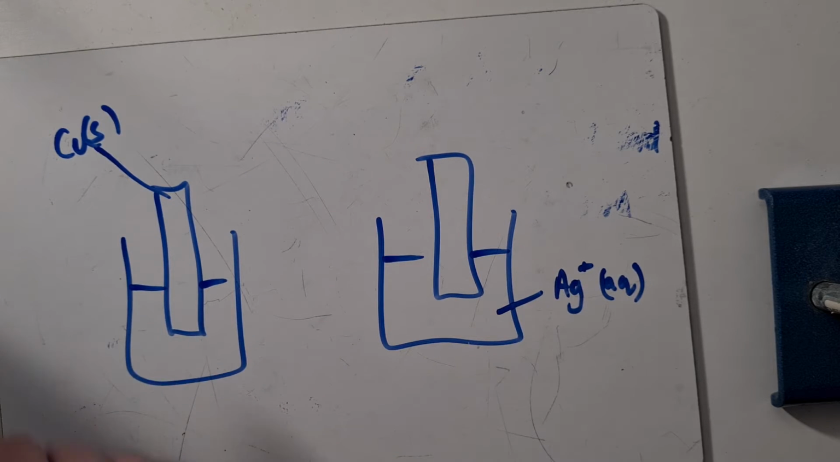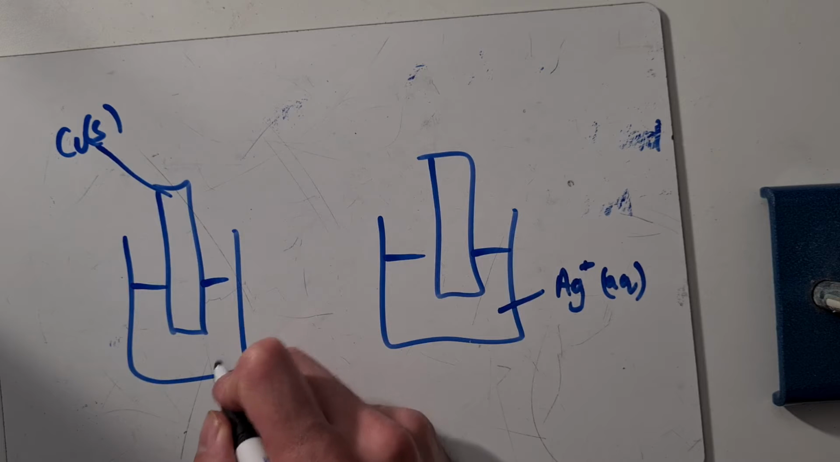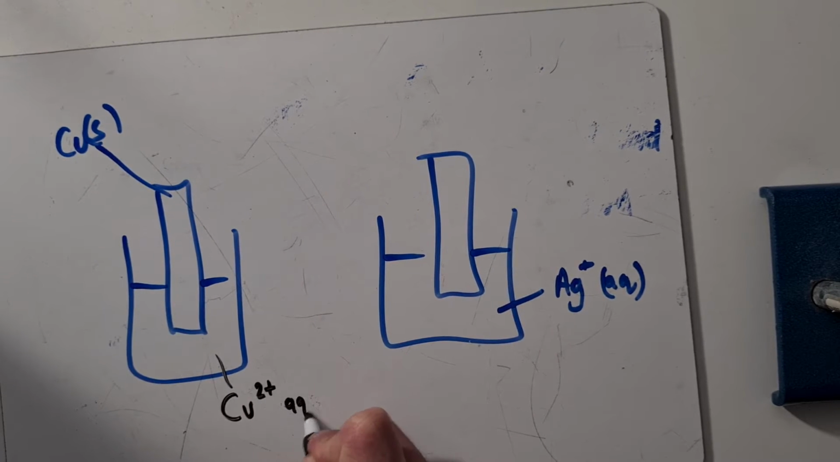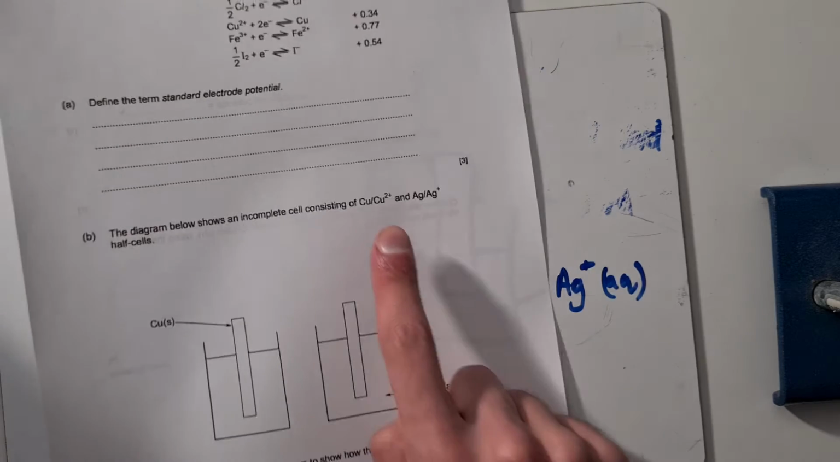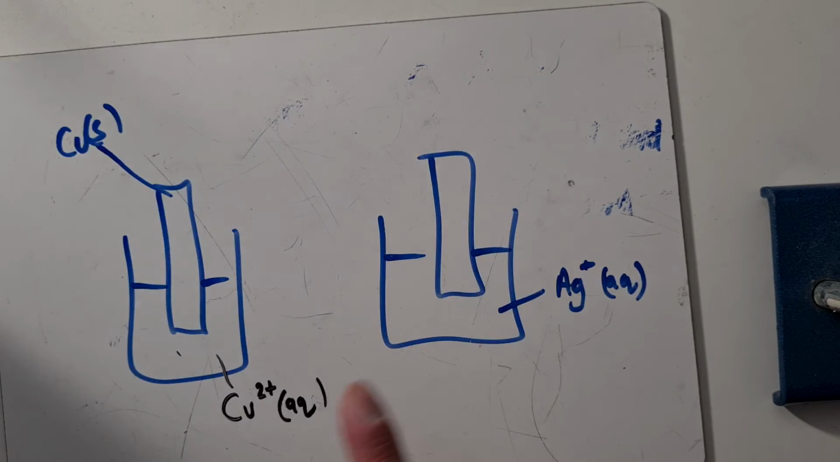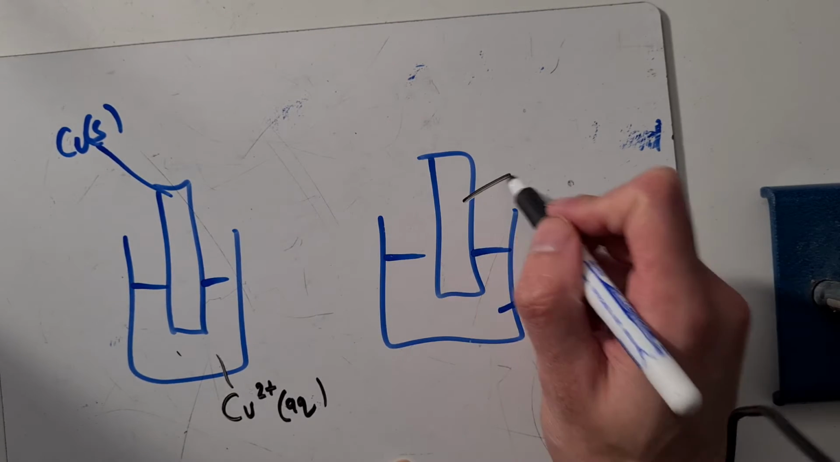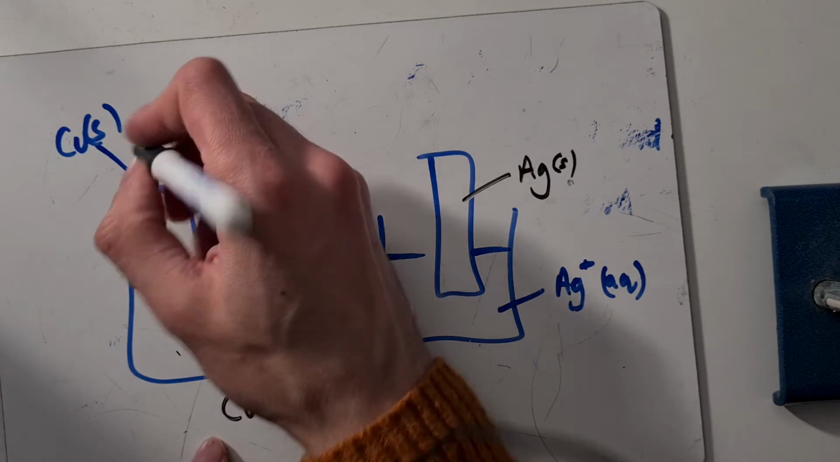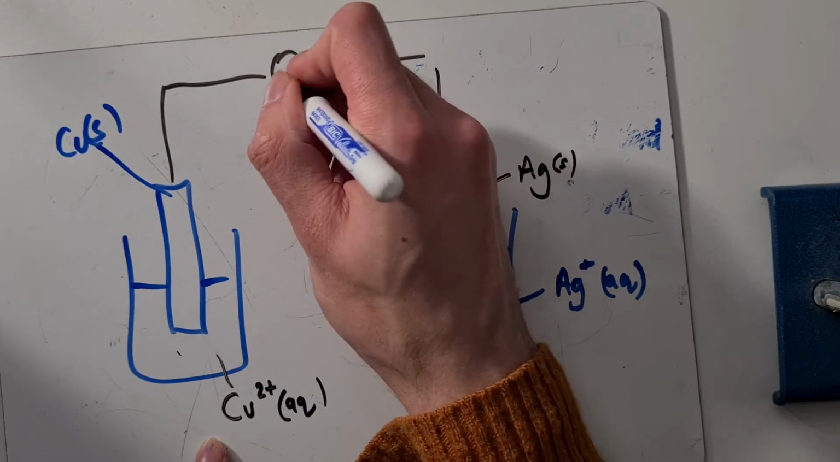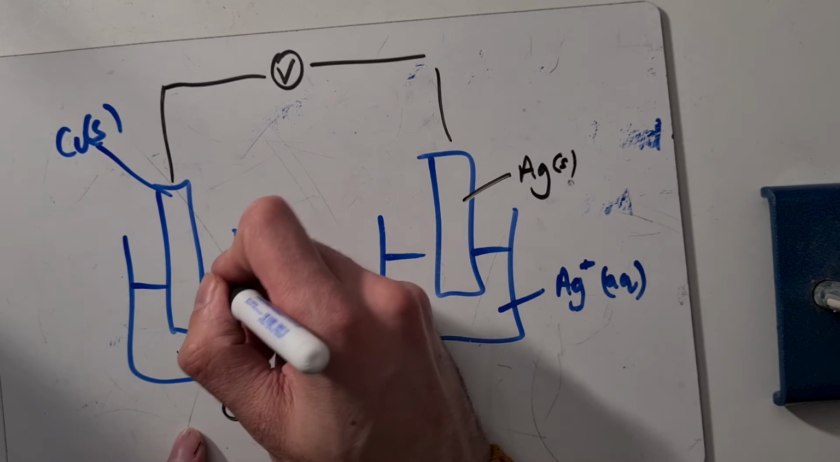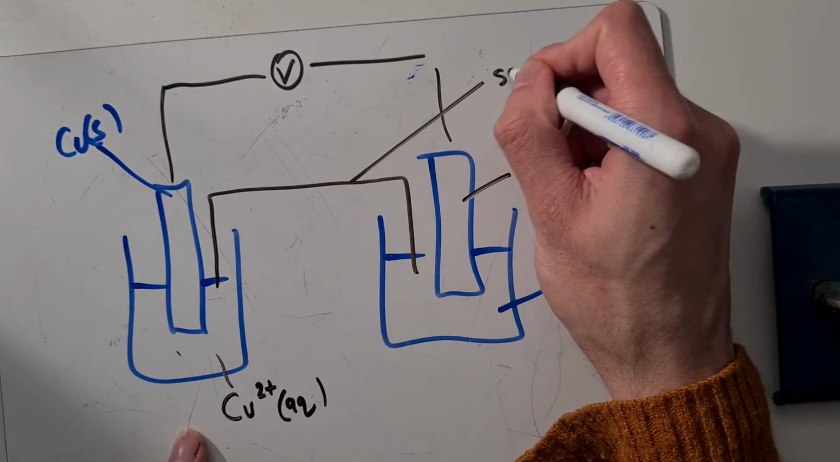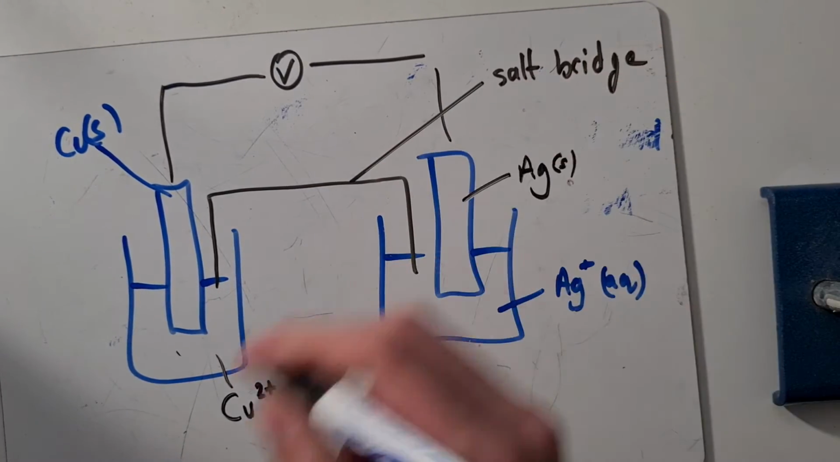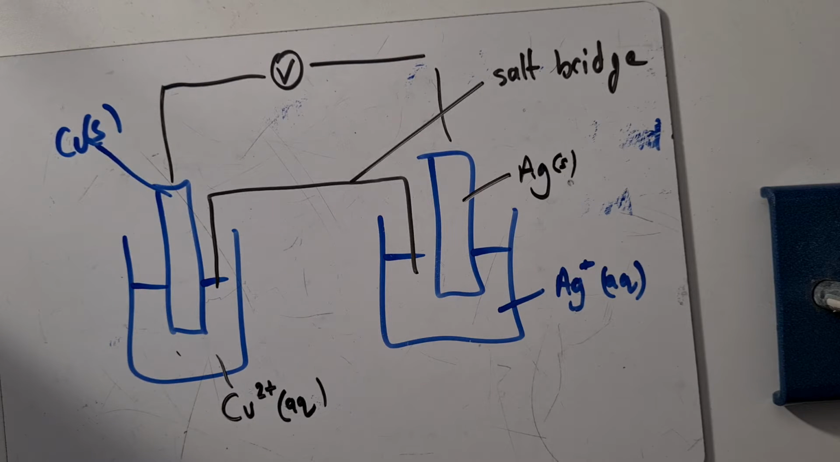Now what we need to add in, and I'll do this in a different colour so we can see the bits we add in, is that this is the copper 2 plus solution. We know it's going to be in solution, and we know it's copper 2 plus because the question tells us it's copper / copper 2 plus. On this side we've got our silver ions in solution, so now we need our silver, and that needs to be solid. Then linking them up, we're going to have a wire with a voltmeter on it, so we're going to see the potential difference. And we also need a salt bridge. I think I've got everything there for the 2 marks.